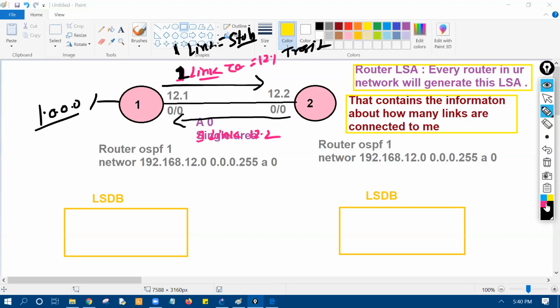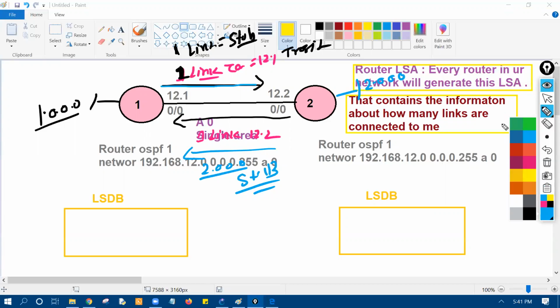For example, R2 also has some links connected behind R2. So 2.0.0.0. R2 again sends this information to R1. Hey, I have another link, 2.0.0.0, that is connected with the stub network. That's my loopback. So R1 is going to share its own link information with R2. That's two links' information. And R2 is going to share its own link information with R1. Two links' information. One is a transit, another is a stub.